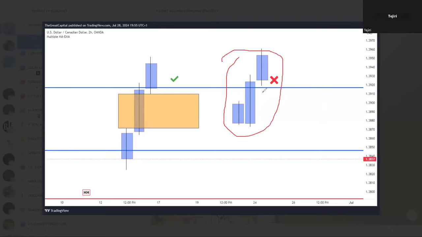It's not even a valid order block. It's not valid because this candle did not take out the low of this candle. So we expect this candle to take out this low, so we can have this kind of structure. But since it failed to take out the low of that candle, this is not valid. This one is valid.